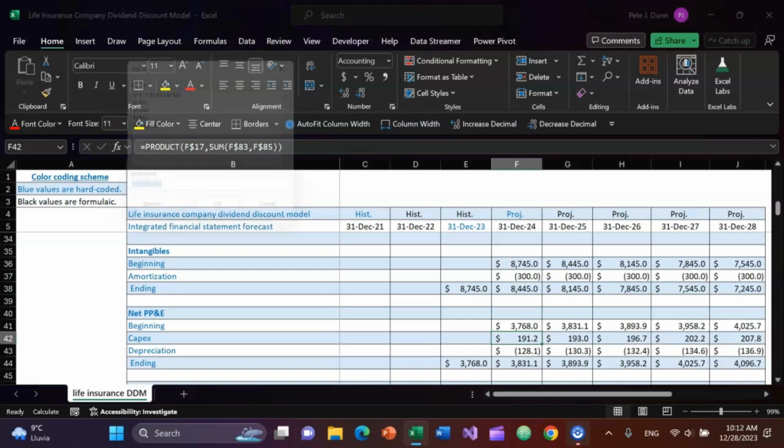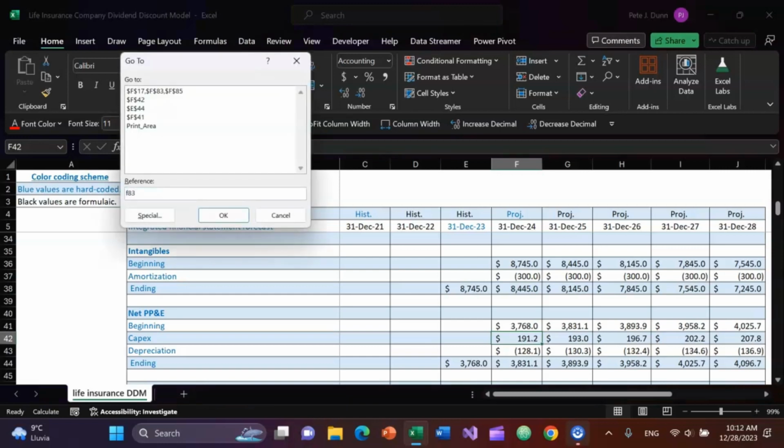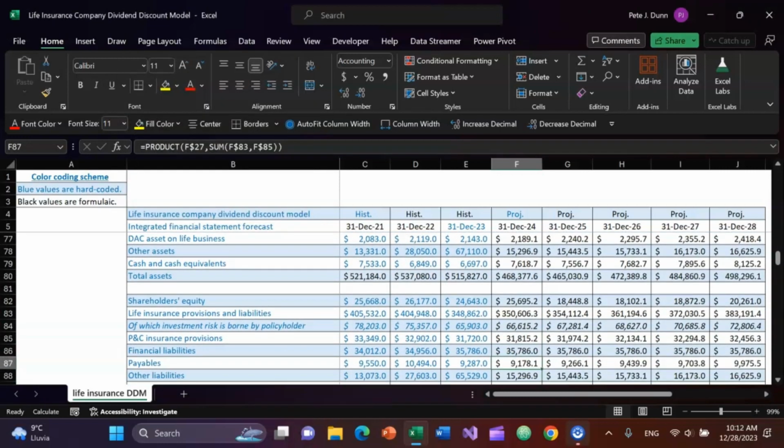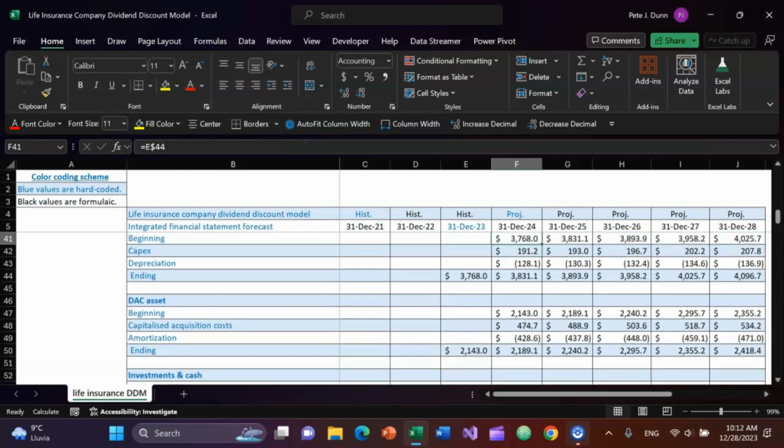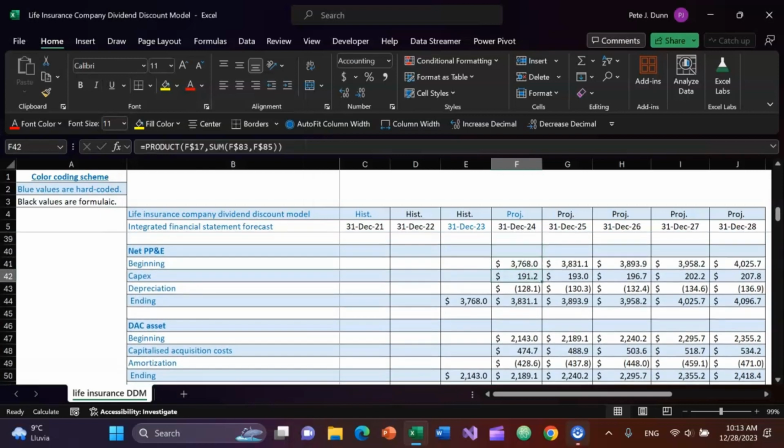And I can do the F5 menu to quickly go down to F83 so that you can see these provisions. We've got life insurance provisions, some of which are unit linked, and then property and casualty provisions. So I'll press F5, enter to get back. So it's based on the sum of those provisions minus the unit linked, because we haven't included it in row 84, and it's times the 5 basis point assumption.